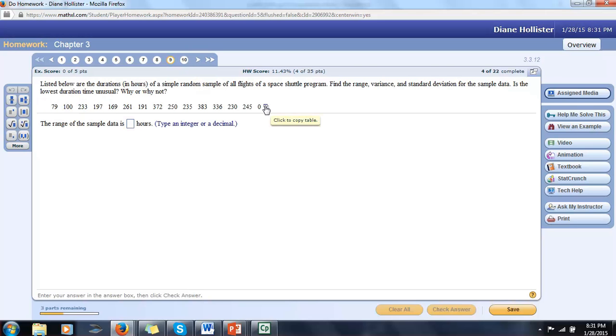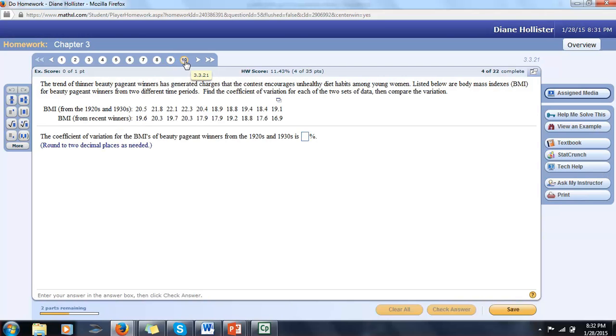Another question asks us to find range, variance, and standard deviation. We do that the same way we did the last problem. This next one asks us to find coefficient of variation.